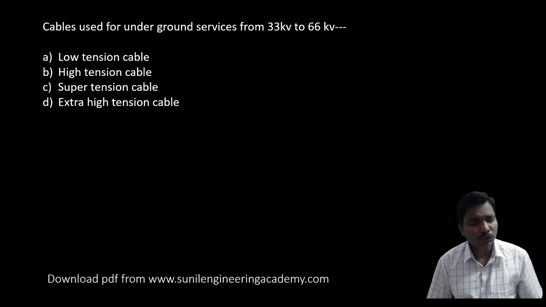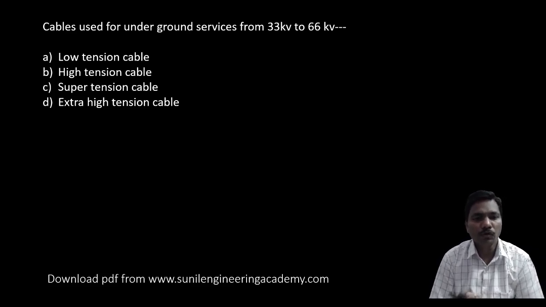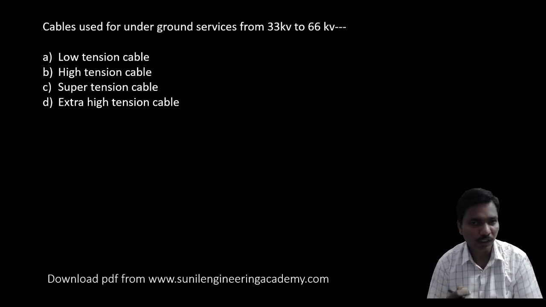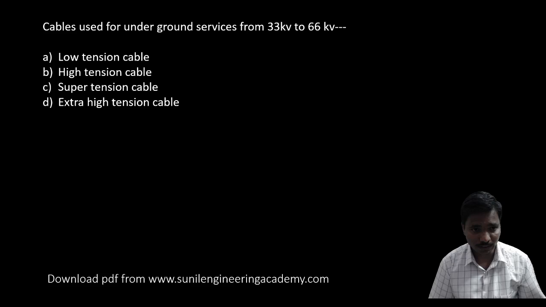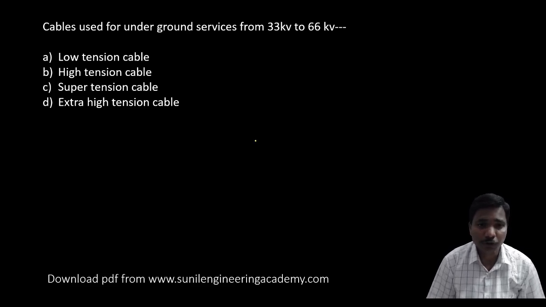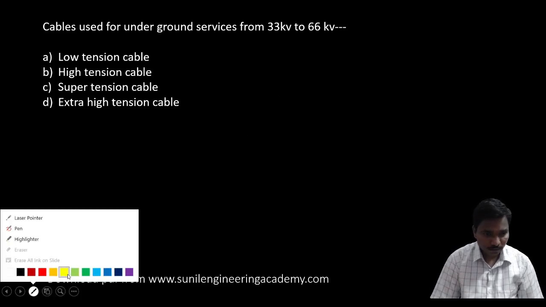Let us take the first question. Cables used for underground services from 33 kilovolt to 66 kilovolt is categorized as dash: low tension, high tension, super tension, or extra high tension. This classification question is very important, belonging to underground cables. Let us take a small note on this.